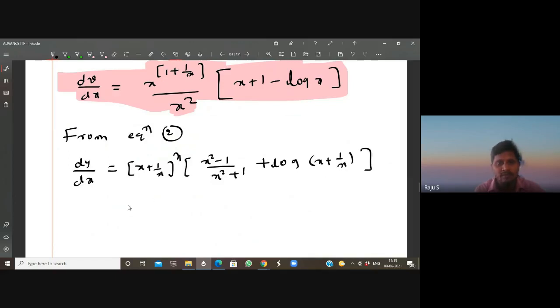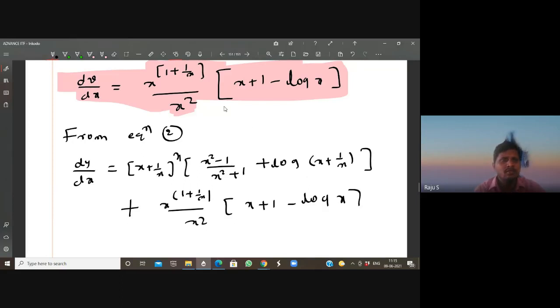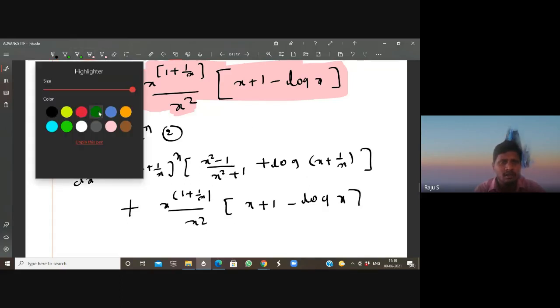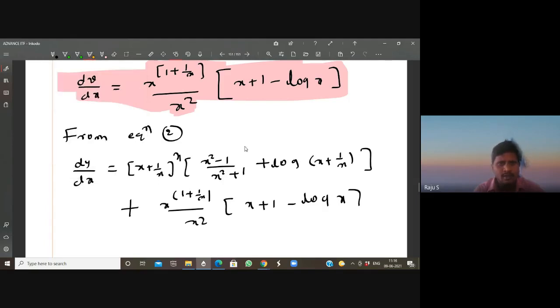Yeah, this is du by dx plus dv by dx, x to the power of 1 plus 1 by x square into x plus 1 minus log x. Yeah, students, this is the required derivative. Having any doubts, you can ask. Anyone having any doubts?